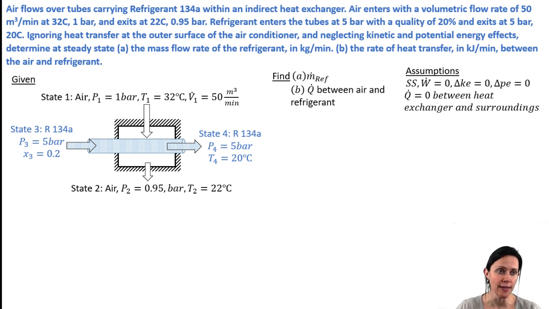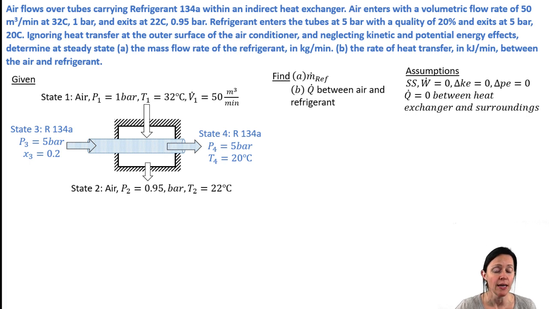All right, so we've got an indirect contact heat exchanger. We've got air flowing through the shell part of it and R134A, the refrigerant, flowing through the tube part of it. And we're given some inlet and outlet conditions for the air and for the R134A. We've put this on our diagram.